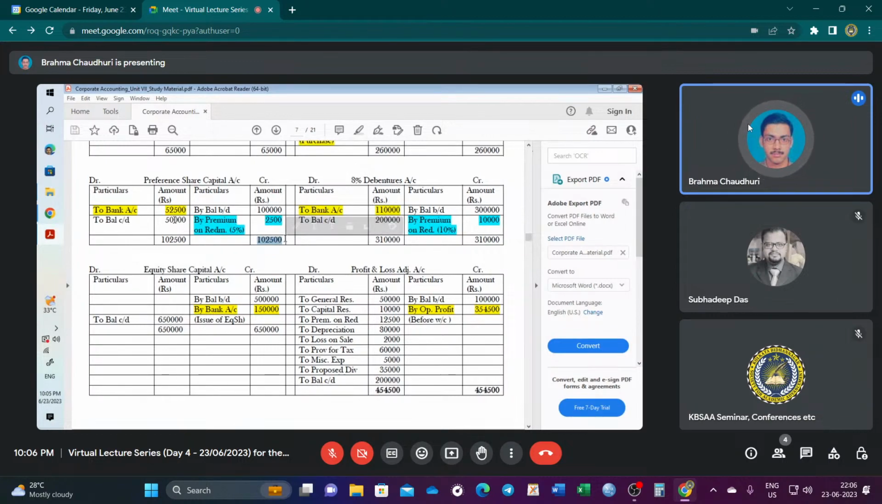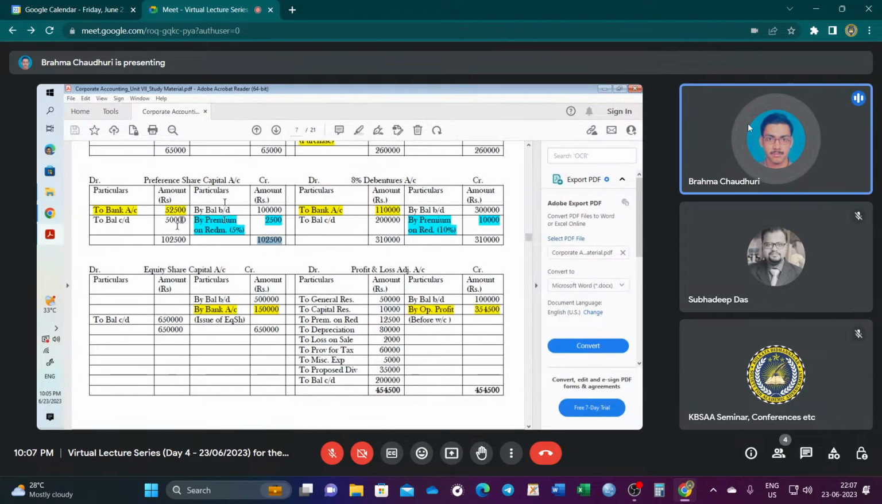So the actual preference share redemption is being made for 52,500, because the journal entry is like this: preference share capital account debit 50,000, premium on redemption of preference share capital 2,500, to bank account 52,500. We create the premium at the rate of 5% of 50,000, so 2,500, and we pay 52,500. That is the preference share redeemed.